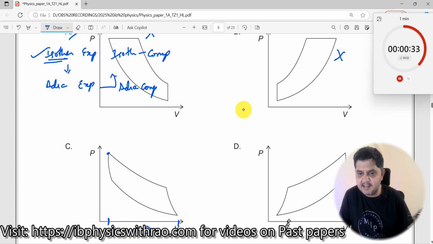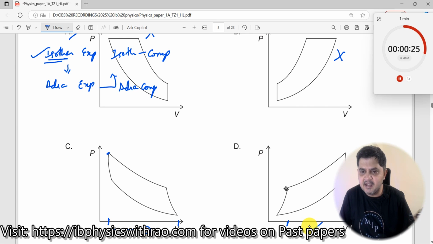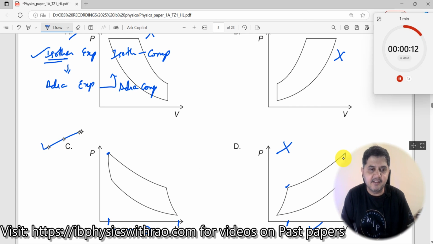Here what happens? Let us say volume has increased over here. Here also this is right. Okay. Now adiabatic expansion. Now what is happening in this case at the same time is that when volume is increasing, pressure is also increasing. Is this possible? It is never possible, because in an ideal gas we know that when volume increases, pressure should decrease. Therefore, this is incorrect. The only right answer.